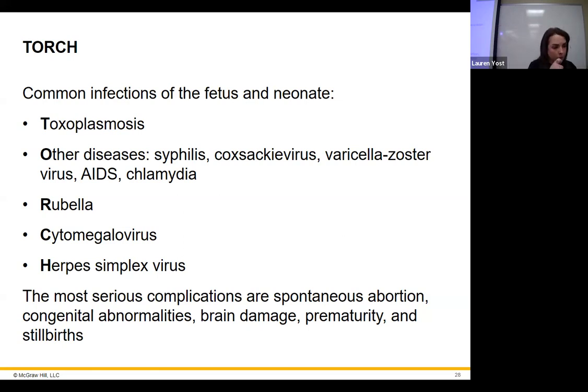Then we have O. That stands for, this is the thing I hate, other diseases. Why are we even listing diseases then? Well, whatever, other diseases, and apparently in their book is going to be things like syphilis, Coxsackie virus, which is the hand, foot, and mouth disease where you get like the rashes. Varicella zoster, that's your chickenpox. AIDS and chlamydia, those all are our other diseases. They don't get their own letters apparently.